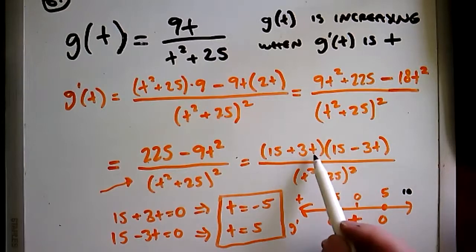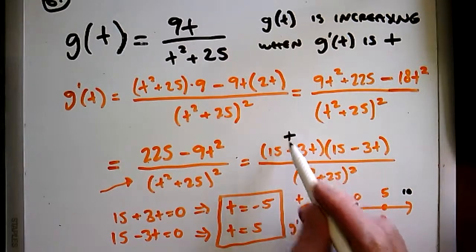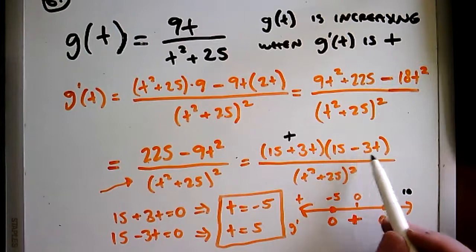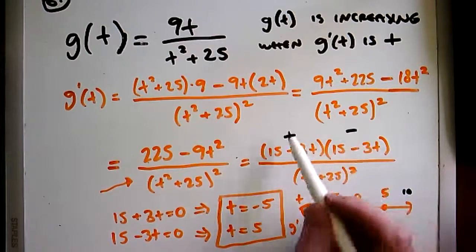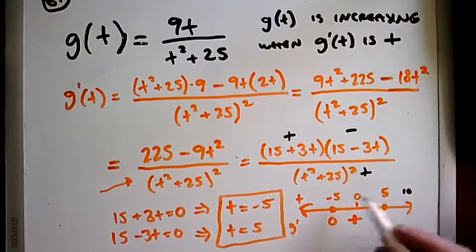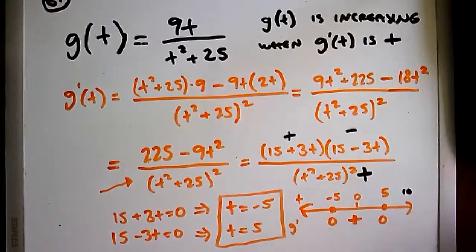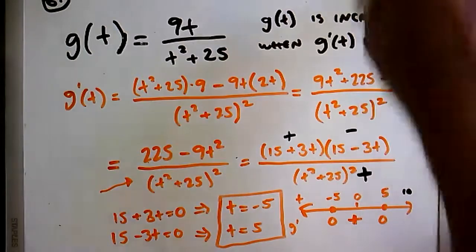If I let t equal 10 here, I get 15 plus 30. That's positive. If I have 15 minus 3 times 10, that's 15 minus 30, a negative quantity. And down here in the denominator, we already decided the denominator is always positive. And so again, without even caring what the number is, I can still reason that g prime will be negative when t equals 10, because we'd have a positive times a negative divided by a positive, which is negative.